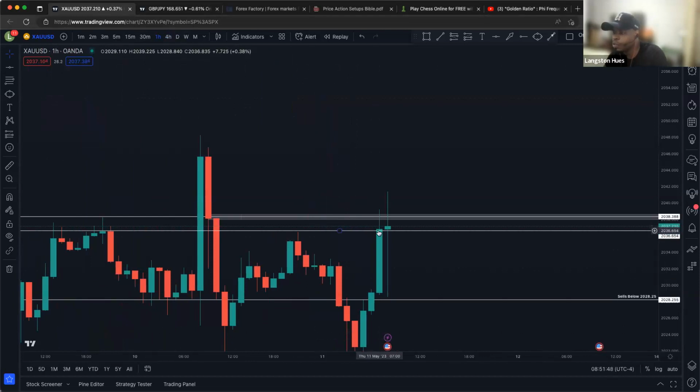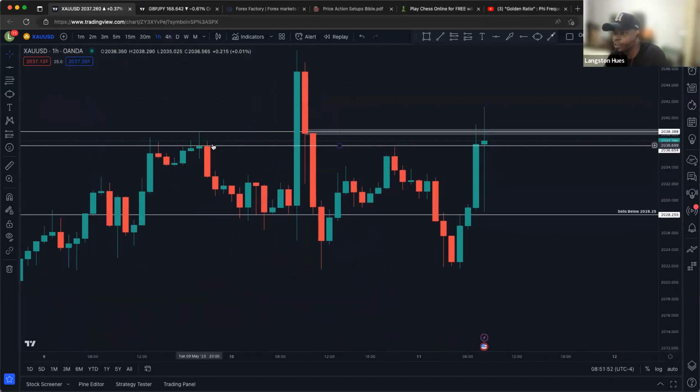The 1-hour is also closing. So the previous 1-hour closed above this resistance right here. This 1-hour resistance, if you see, there's a 1-hour resistance right here. The previous 1-hour already closed above that.